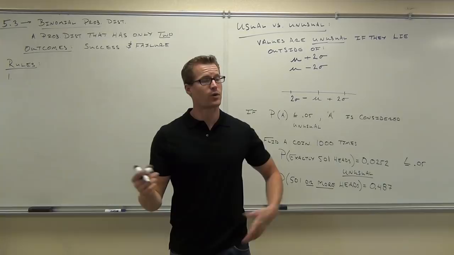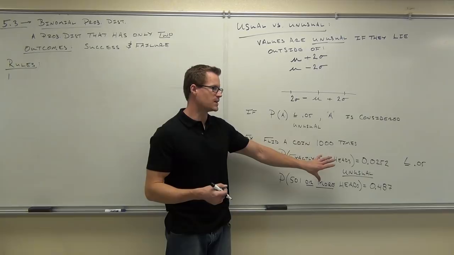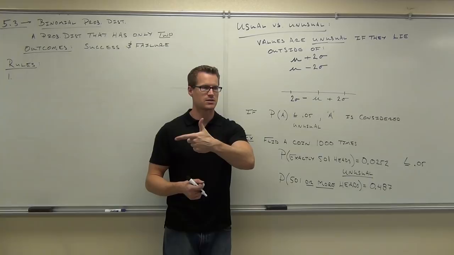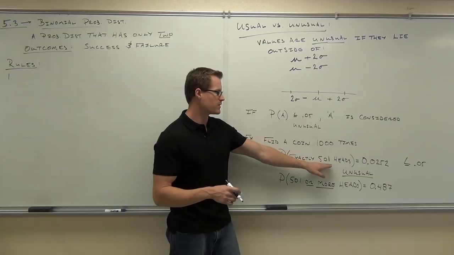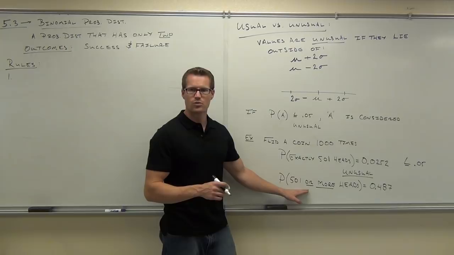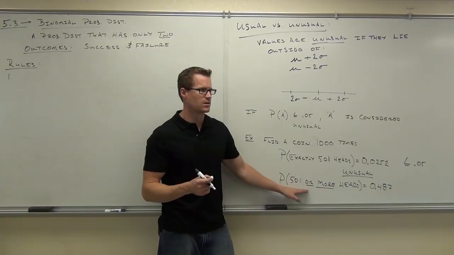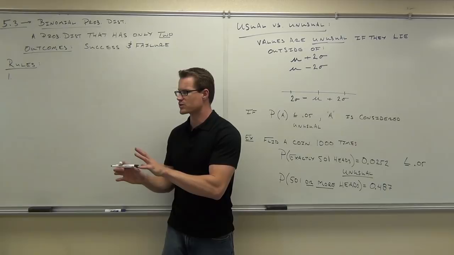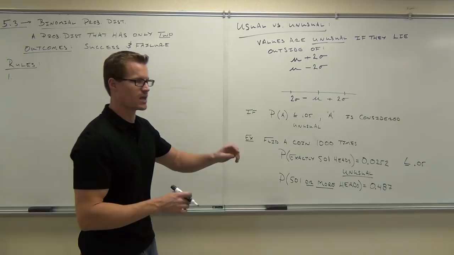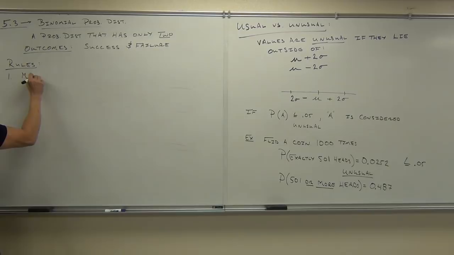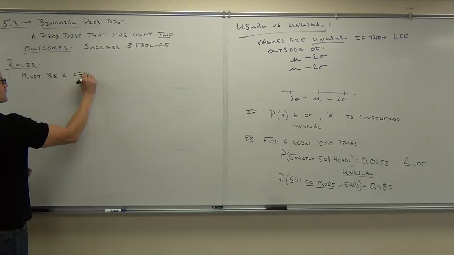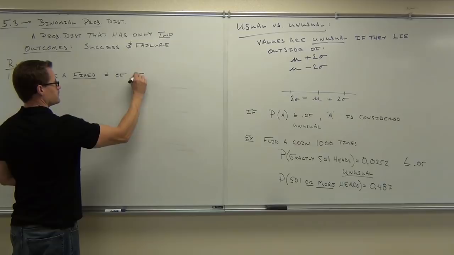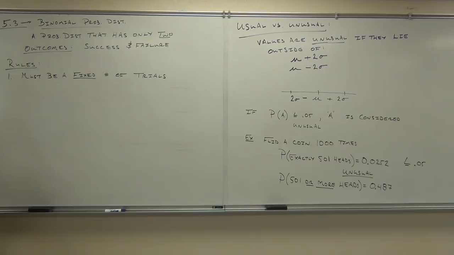For instance, you're flipping a coin, you're looking for heads. Heads would be a success, tails would be a failure. Does that make sense? In this case, we were looking for exactly, hope you listen to this terminology, exactly 501 successes. In this case, we were looking for 501 or more successes. But it was out of how many tries? That would be our trials. We had to fix that somewhere so that we can work with the problem. So number one, you have to have a fixed number of trials. You can't just flip the coin forever. Must be a fixed number of trials.